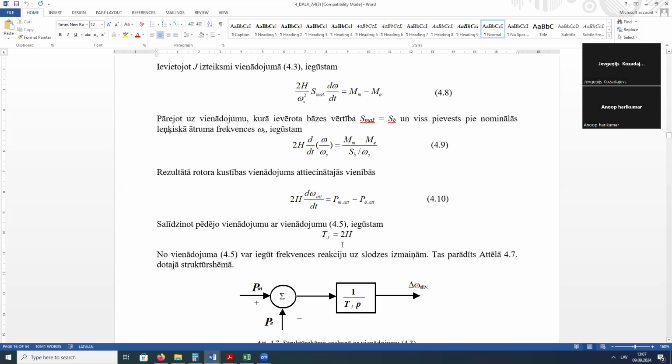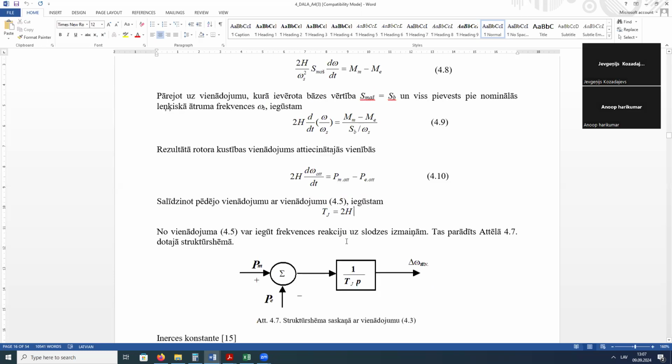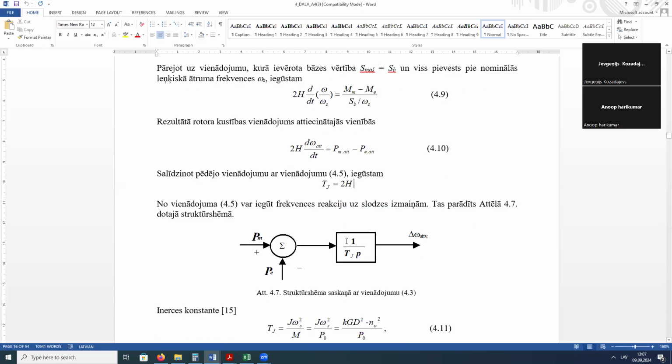Okay, so the idea is the same. The question is how we represent this parameter. For every single generator, this parameter is known from its technical data, because it is a metal piece, so we can know from the manufacturer, from the technical data, what is the inertia of this single piece of metal.